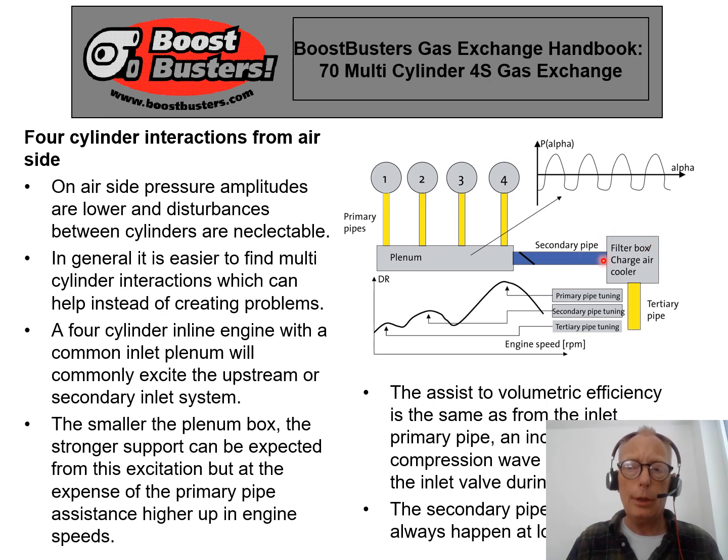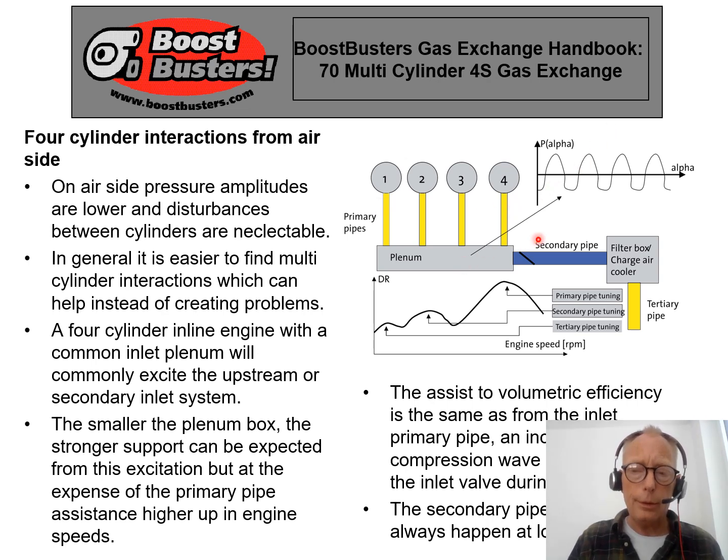Most engines have an airbox and a filter box, and maybe also a little bit of a snorkel going to the atmosphere, and that is called a torture pipe. The four primary pipes merge in the plenum and create a common pressure pattern, which I try to sketch here. The amplitude of the pressure waves here is much lower than in the inlet primary pipe, but they do exist.